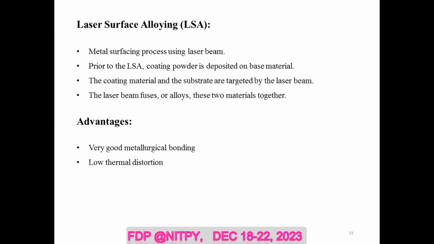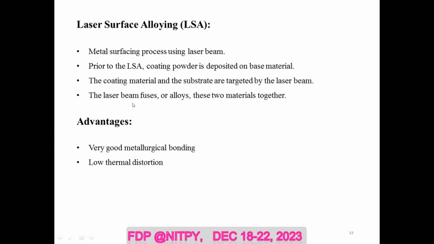Then we have done the laser surface alloying, a metal surfacing process using the laser beam. Prior to laser surface alloying, the coating powder is deposited on the base material. The coating material and the substrate are targeted by the laser beam. The laser beam fuses or alloys those two materials together. So this is called laser surface alloying.